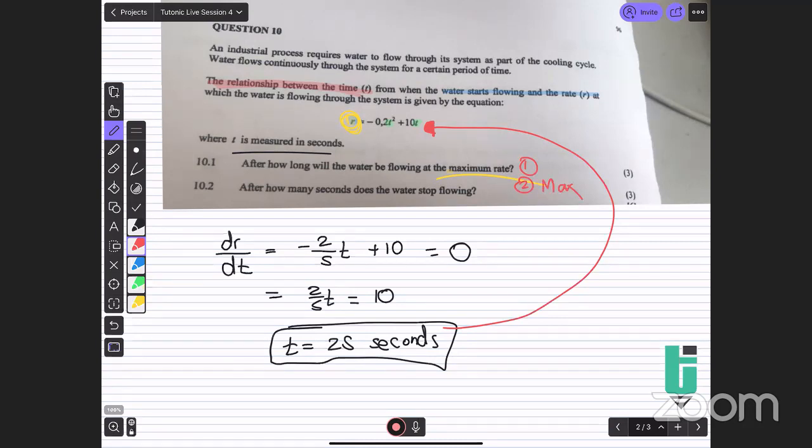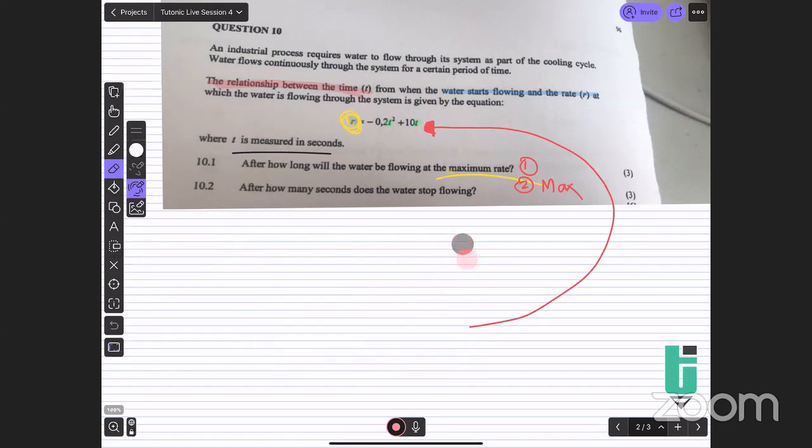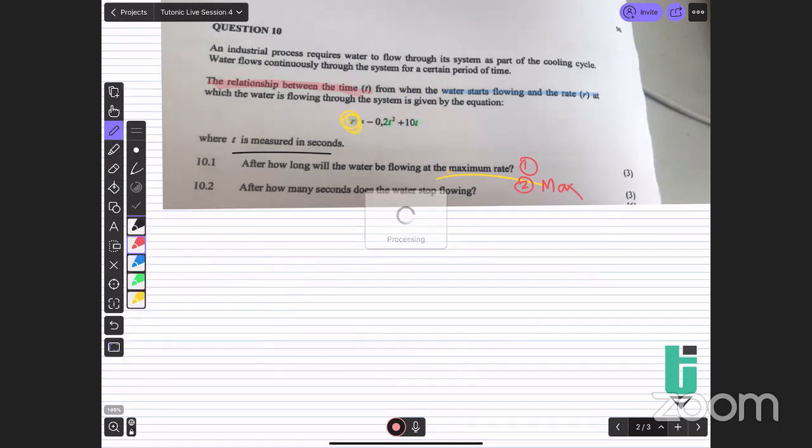Okay. 10.2. After how many seconds will it stop flowing? So what are they asking you? Now that you understand what the equation means, what does it mean when they say after how many seconds does it stop flowing?